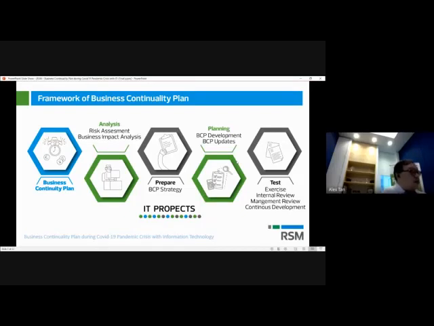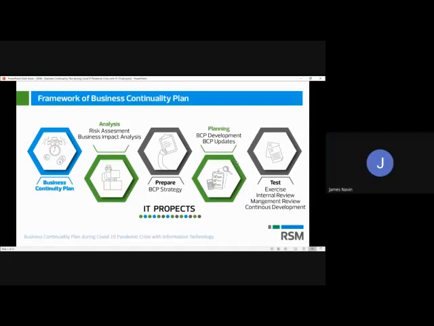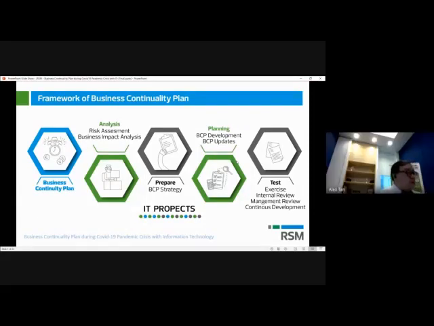Analysis will talk about risk assessments and business impact analysis. Business impact analysis covers the continuity of business despite any interference, like global pandemics, natural disasters, man-made disasters, sabotage, or even cyber security attacks.